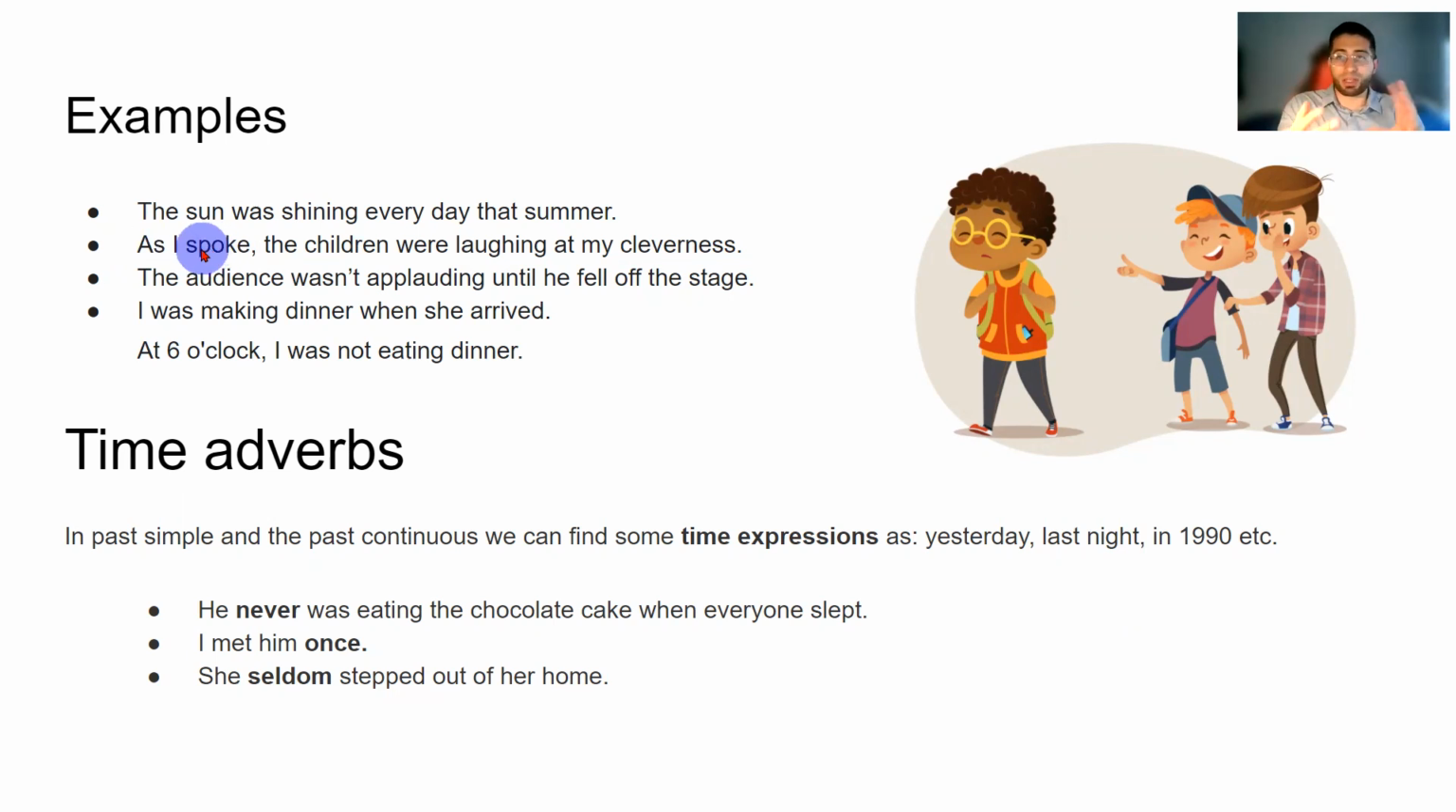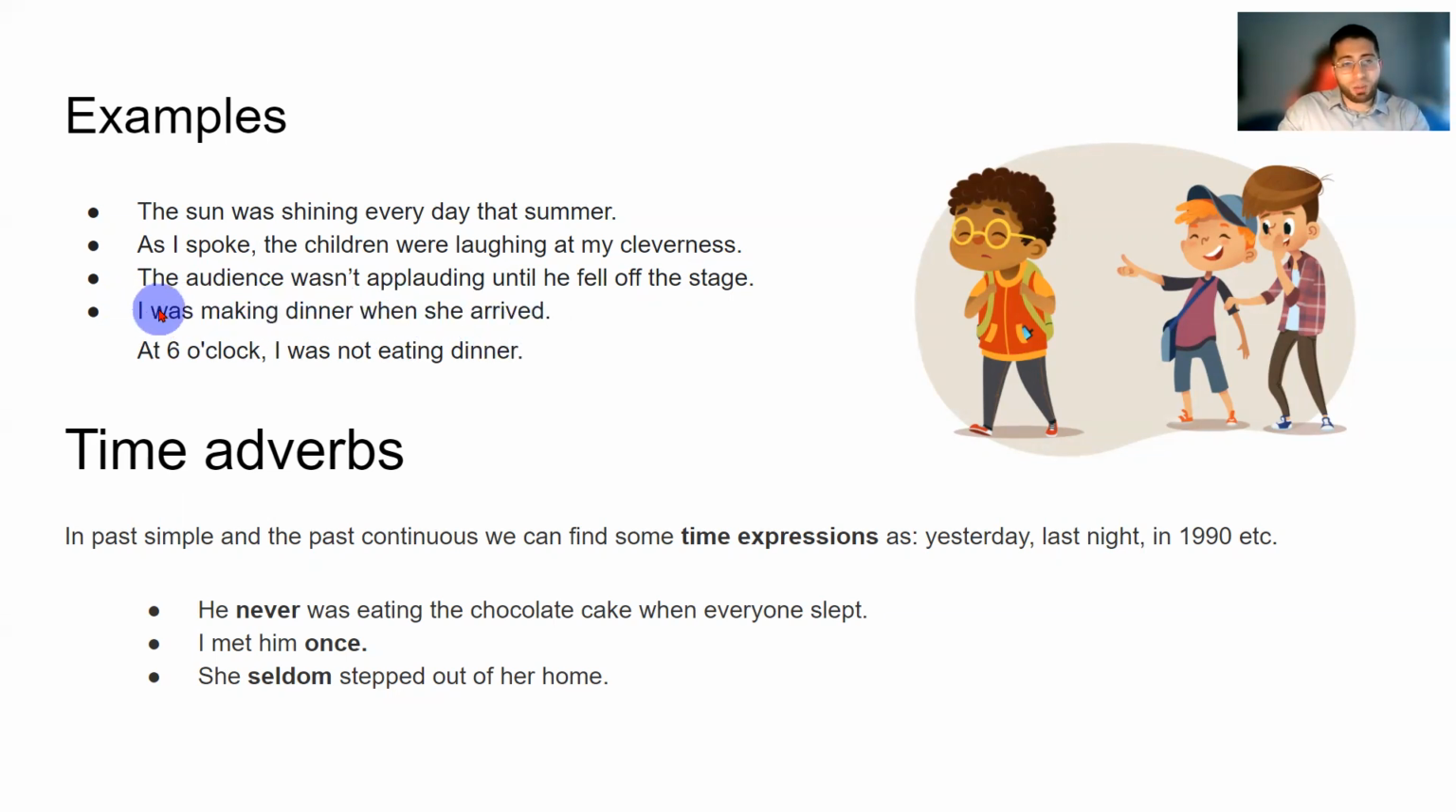Entonces aquí es when you start mixing, se empiezan a mezclar los tiempos, and we have to master each one of them, right? Tenemos que tener claro, ¿listo? Masterizar cada uno de ellos, interiorizarlos, ¿listo? Muy bien. I was making dinner when she arrived, right? Como yo estaba haciendo la cena cuando ella llegó.